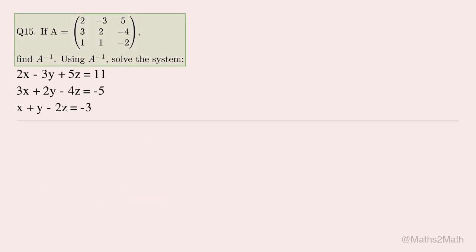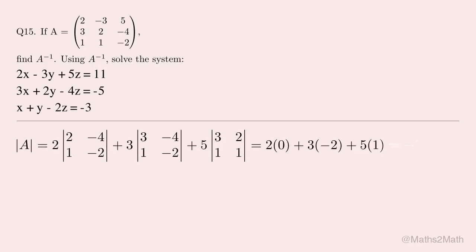Question 15. 2 tasks. First, invert the given matrix A, then notice that it is exactly the coefficient matrix of the system. So the inverse, once found, solves the system in a single multiplication. Expand the determinant along row 1. 2 times 0 plus 3 times minus 2 plus 5 times 1 gives minus 1.